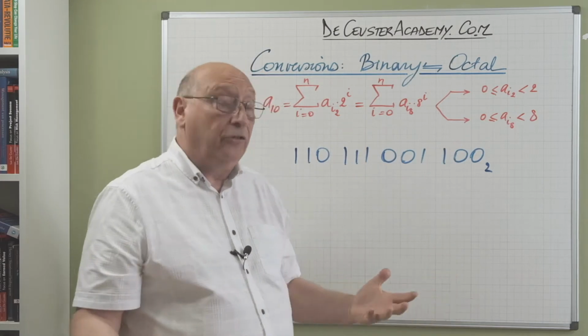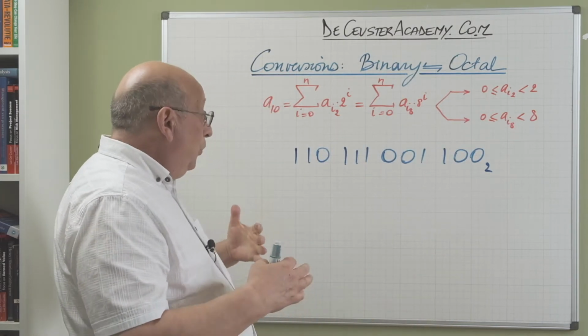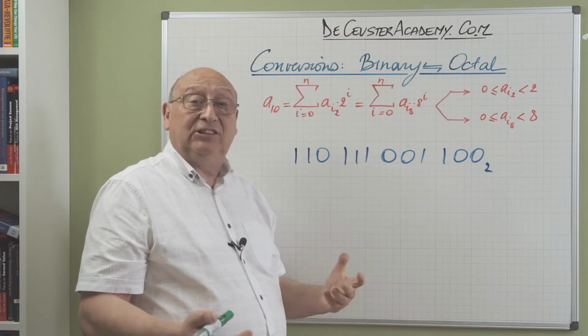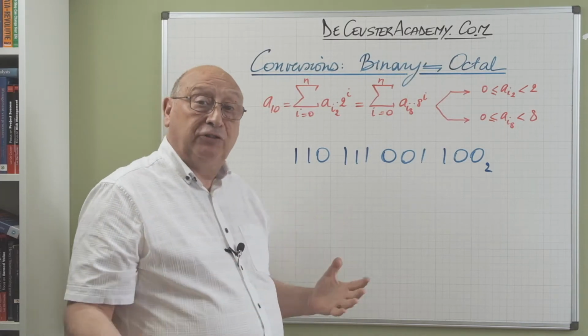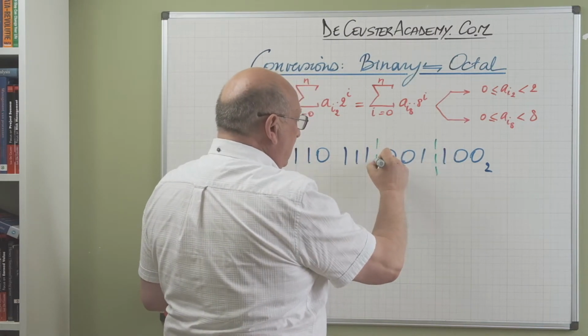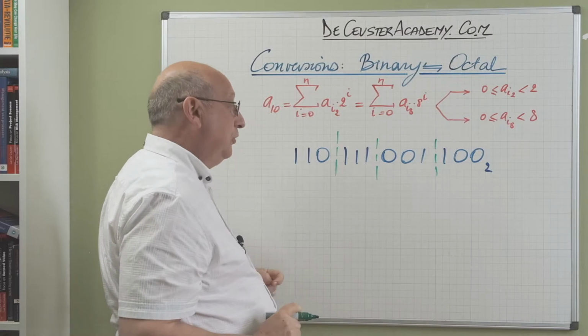Let's have a look at another binary number. We apply the same principle. The first thing to do is to split this number in groups of 3 binary numbers. So we have here the first group, the second group, and the third group.